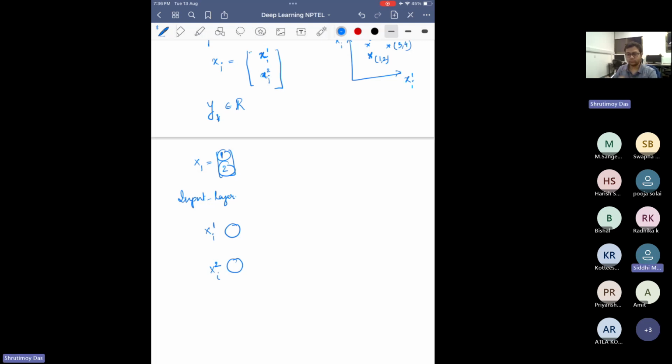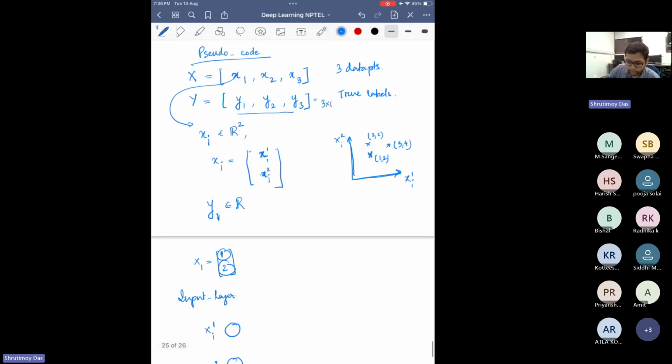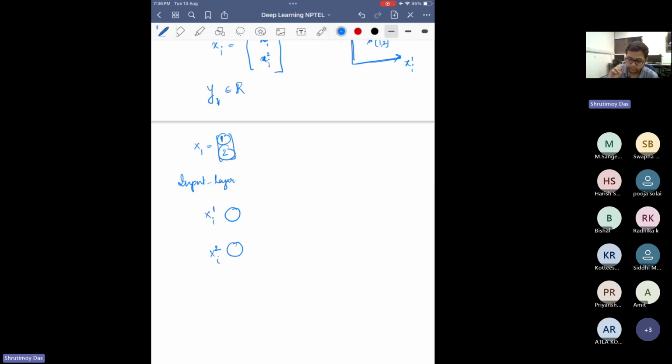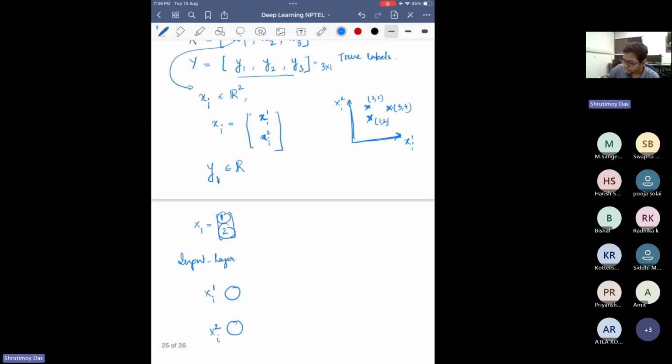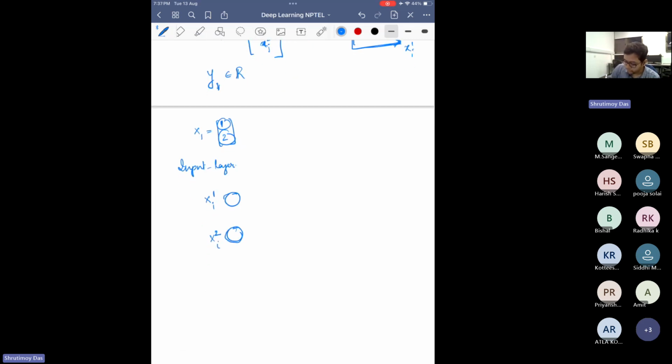So there will be two input neurons, because each data point is two-dimensional. I have 3 data points. This is one data point, this is another, this is another. So 3 data points, but each data point has two dimensions. When I'm giving input, I'm considering the input for a single data point. The single data point will have dimension 1 and dimension 2. So for the input layer, I will consider an input neuron for each dimension separately.